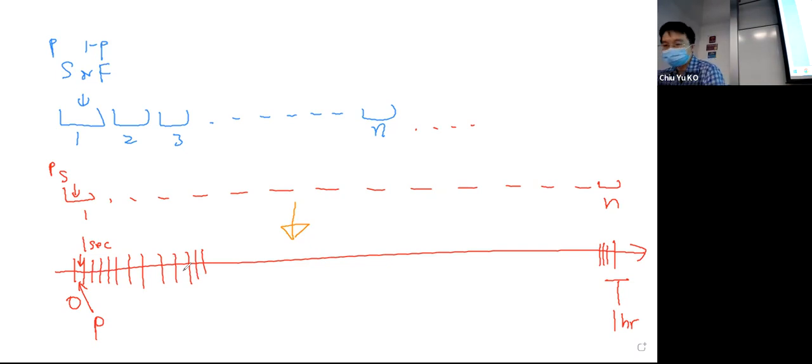So I hope I convinced you that the binomial is very useful, and we'll talk about the details of what we call the Poisson very soon after the break.